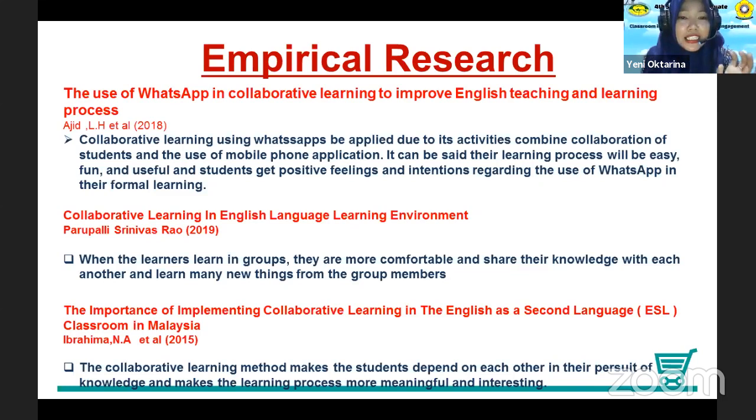And then the second one, the research about collaborative learning in English language learning environment. It is from Rao. When learners learn in groups, they are more comfortable and can share their knowledge with each other. And the last one, the importance of implementing collaborative learning in English as a second language classroom in Malaysia. Here, it was found that collaboration makes students depend on each other. They will not be isolated from others.